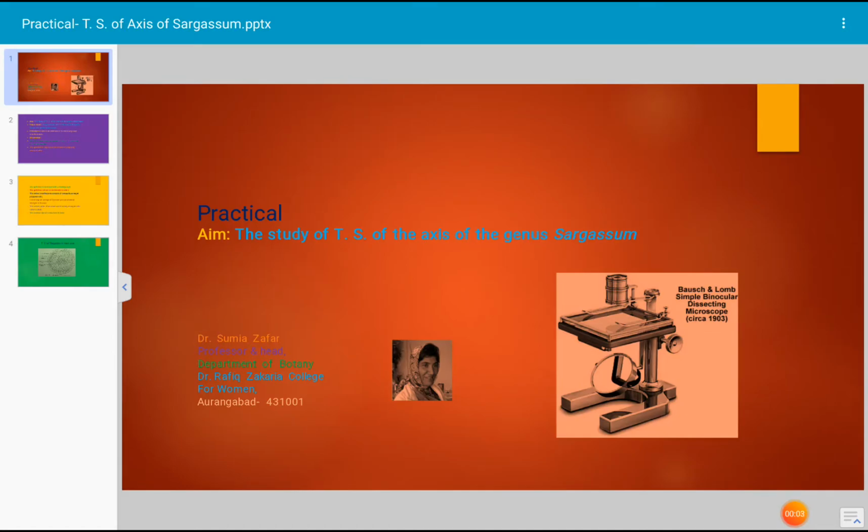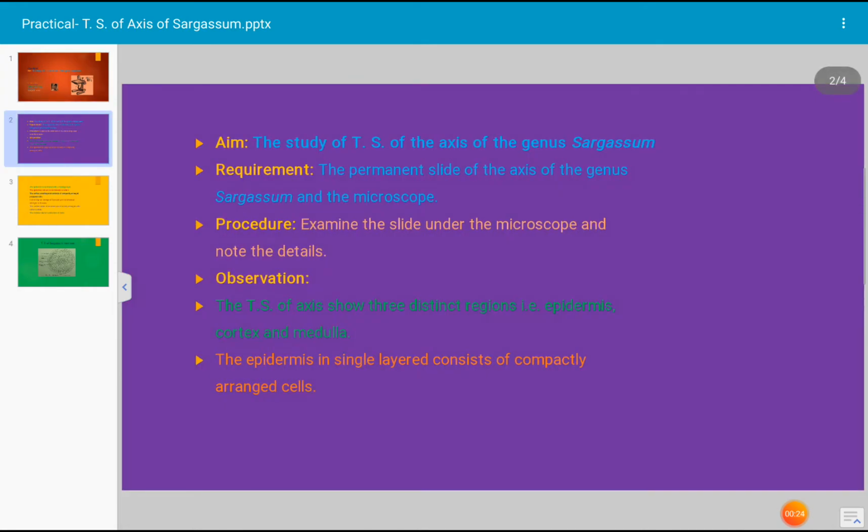Today's topic for discussion is a practical protocol of algae, and today's practical is the transverse section of axis of the genus Sargassum. Sargassum is a very large sized algae. It occurs in sea water. And let us see the details of transverse section of the axis of Sargassum.